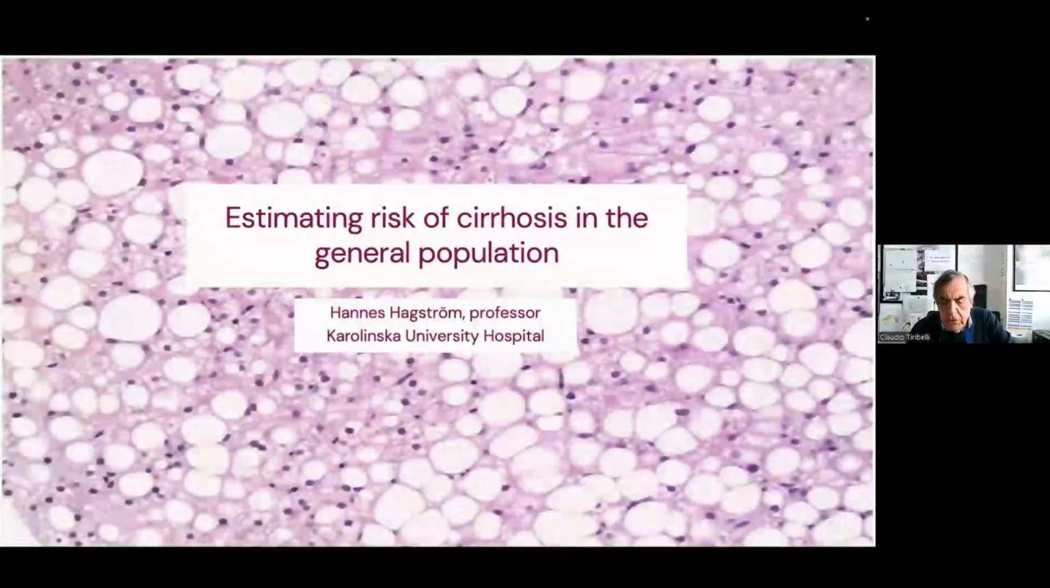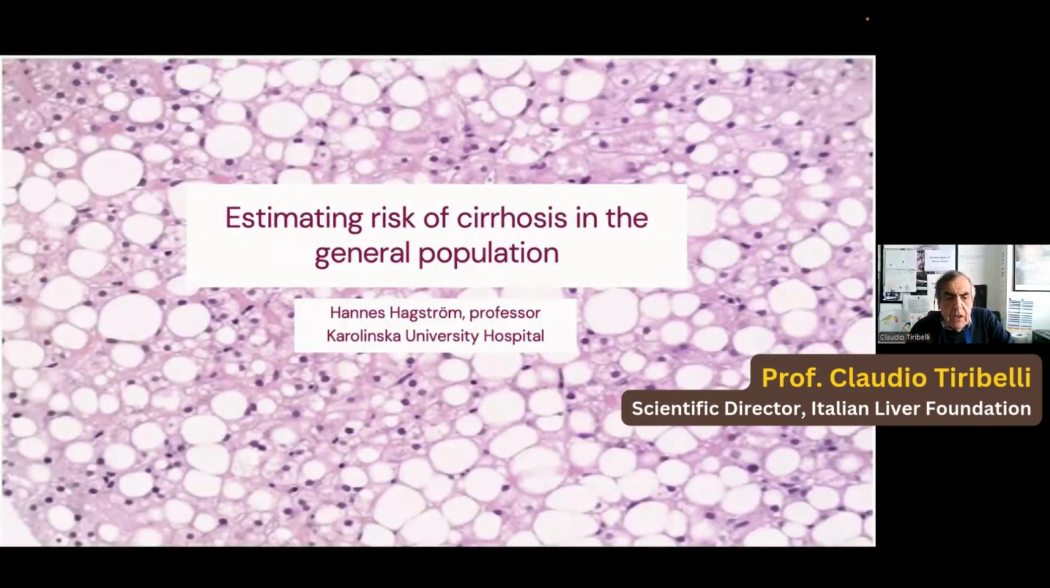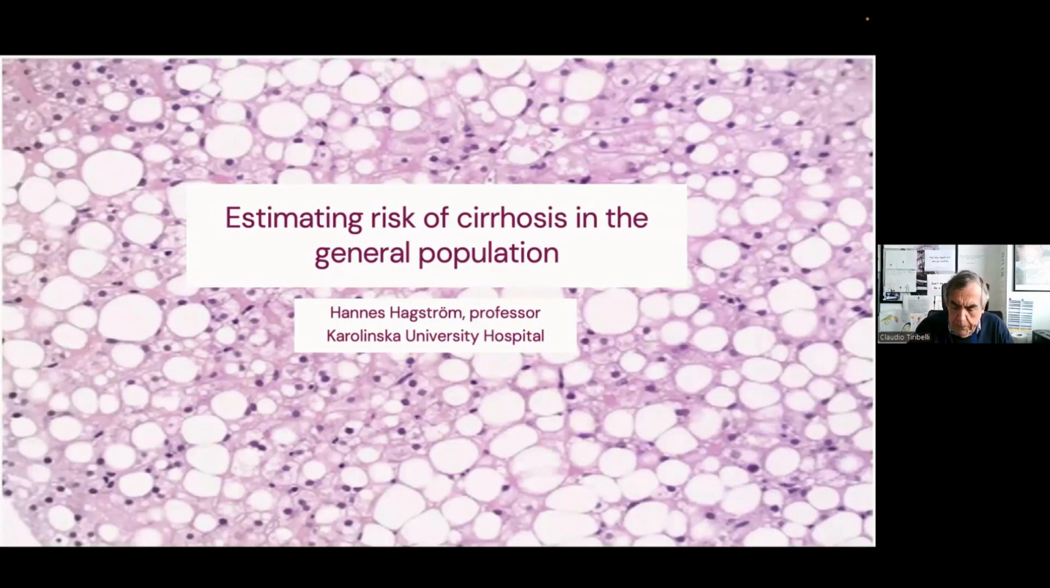Today we have the great pleasure of hosting Professor Hannes Hagström, who is the liver man of the Karolinska University Hospital. He's a professor at the University of Stockholm, a senior consultant hepatologist at the unit of hepatology at Karolinska, and also adjunct professor. He's also editor of a very old and very renowned journal, the Journal of Internal Medicine, which is based at Karolinska. Actually, it was created there, and it has gained a lot of credibility on the international scene.